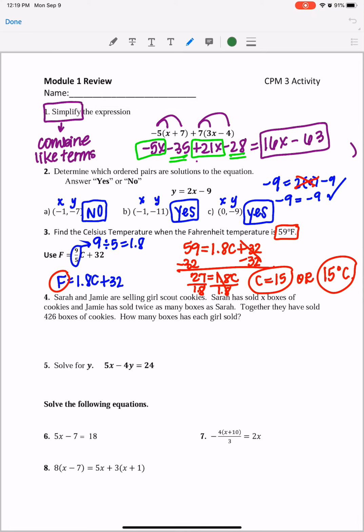Sarah and Jamie are selling Girl Scout cookies. Sarah sold x boxes of cookies, and Jamie has sold twice as many boxes as Sarah. Together, they have sold 426.